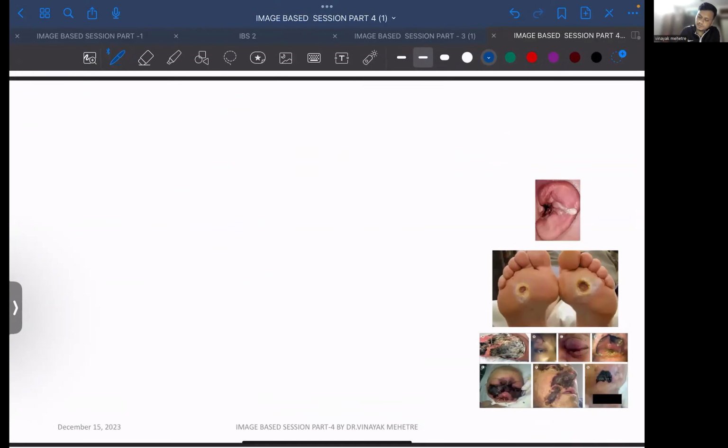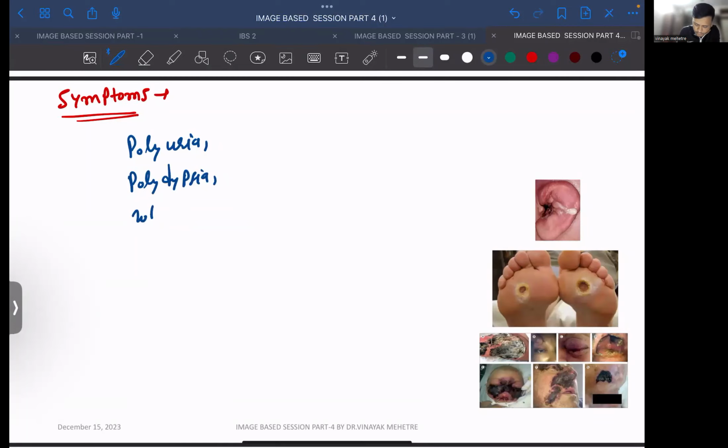what will be the symptoms? A patient of diabetes comes to you, what are the symptoms by which you will suspect this is a patient of diabetes? Anyone? Polyuria, polydipsia, weight loss, polyphagia. You must have heard of these.